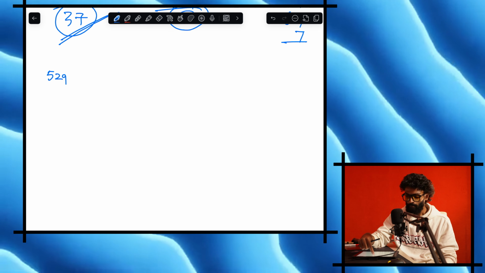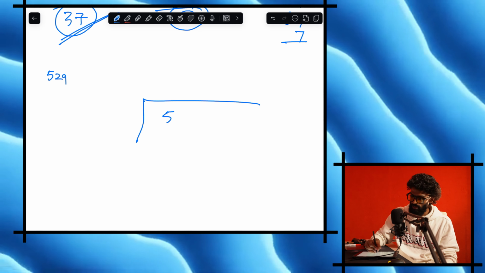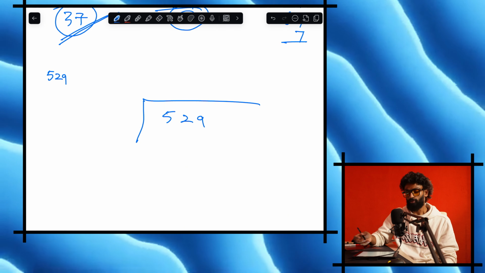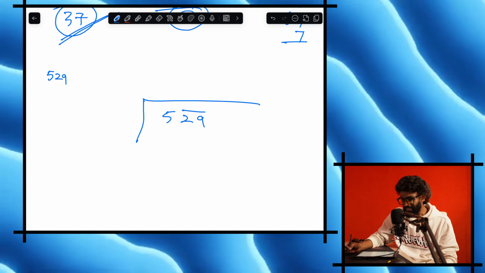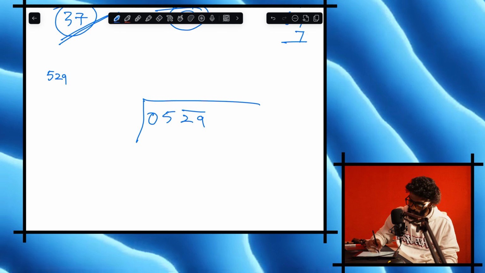We'll take the next one, 529. Now the reason I chose this question is because if you see, there are only 3 numbers. So where do we start the pairing from? Again from your right side. So we pair 29 first. Unfortunately, there's no number next to 5. No number in math means 0. You're supposed to put 0.